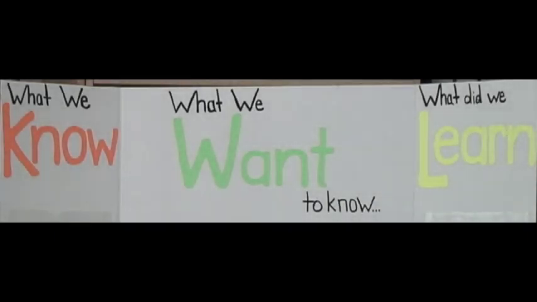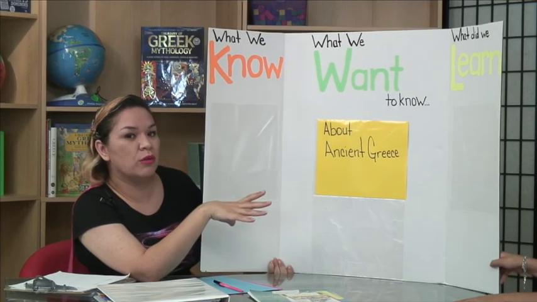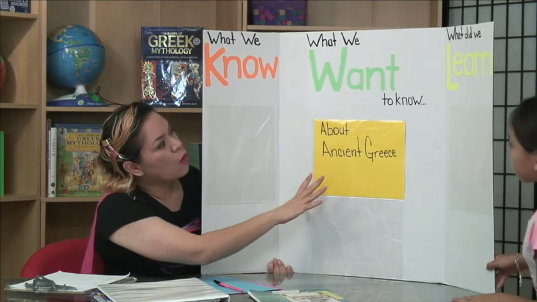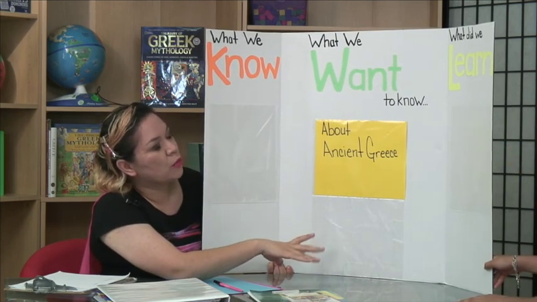We're going to start our new unit, and we are learning about ancient Greece. In order for us to get started, the first thing I do with all of our lessons is make a KWL chart. What that stands for is what we know, want, and learn. So the first part we're going to fill out is what we know. We're going to ask questions so we can get started on what we already know.